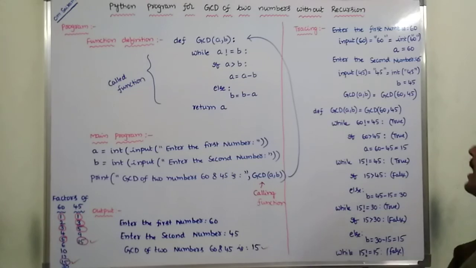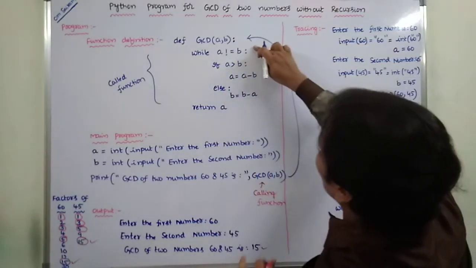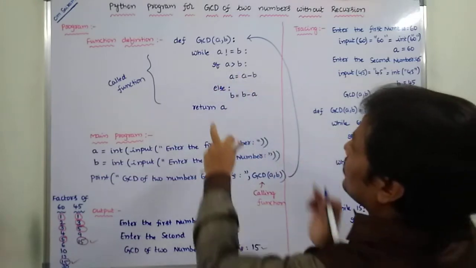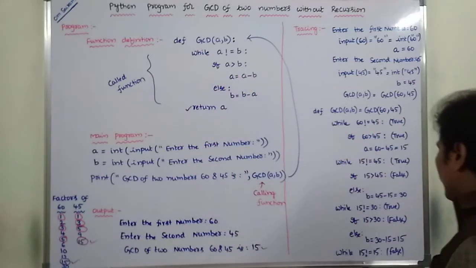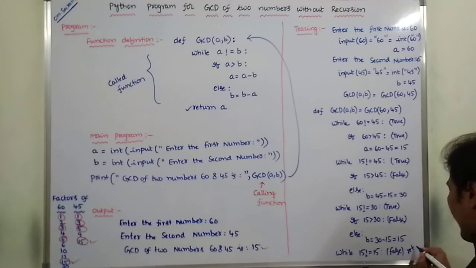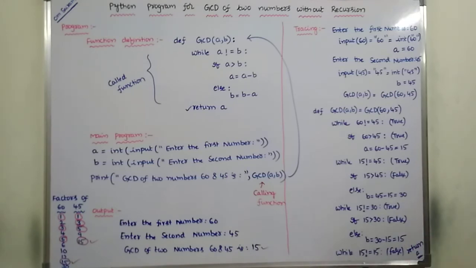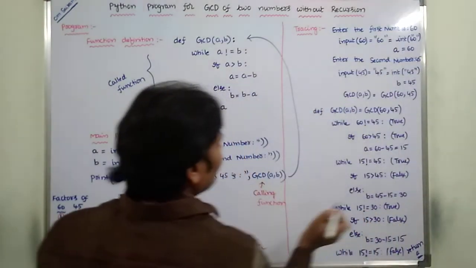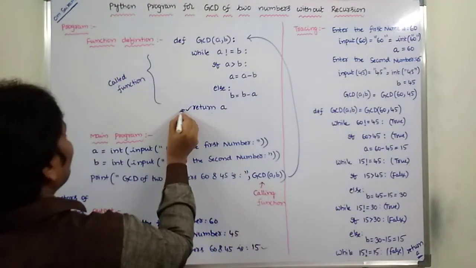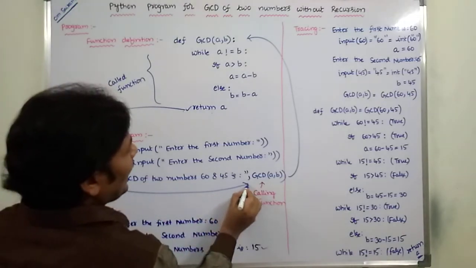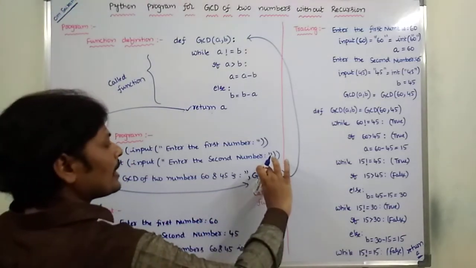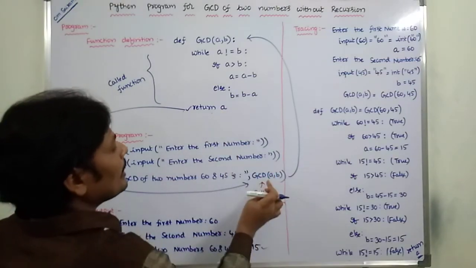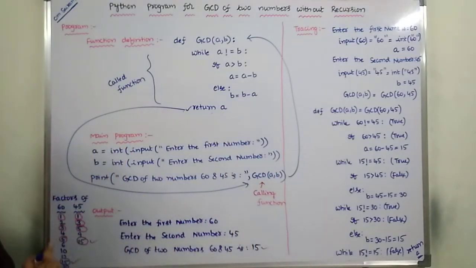So whenever the while condition is false, we come out of the while loop. So next go to this statement: return A. So whenever the while loop is false, return A. Here A value is 15 and B value is also 15. 15 is returned. Return A means A value 15 is returned to the main program. Here this function contains the value 15. This 15 is taken as the GCD of the two numbers 60 and 45.